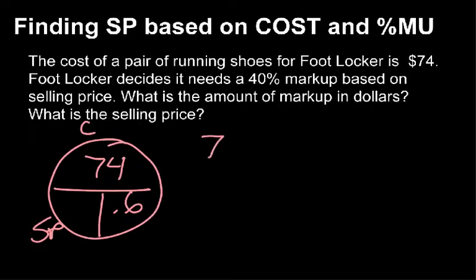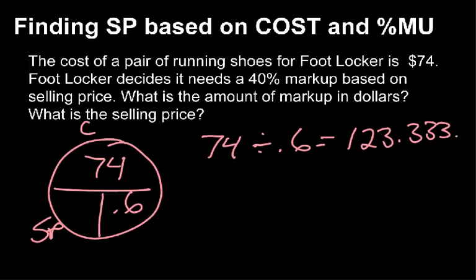And if we do 74 divided by 0.6, we end up with 123.333 repeating. Well, we'll round that off to $123.33. And so that would be the selling price.